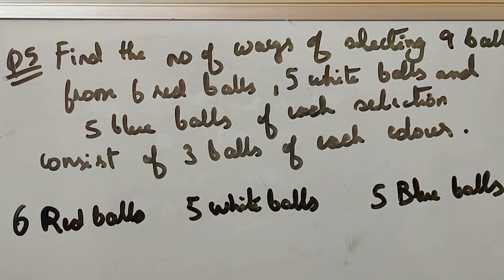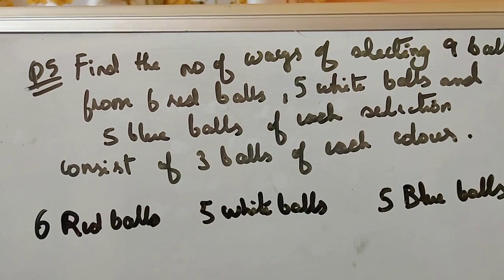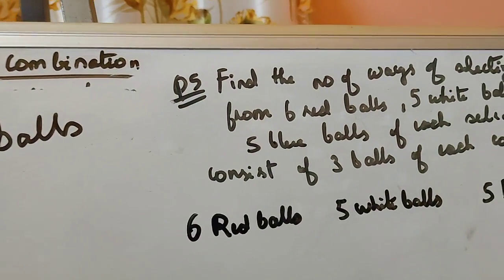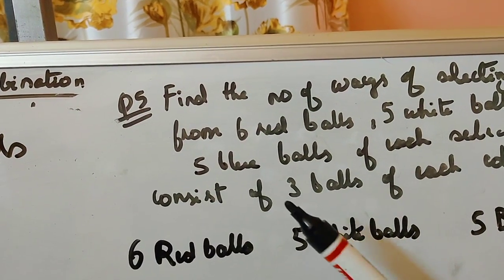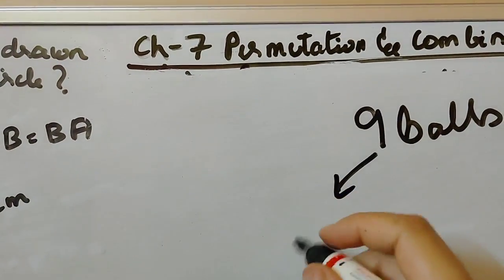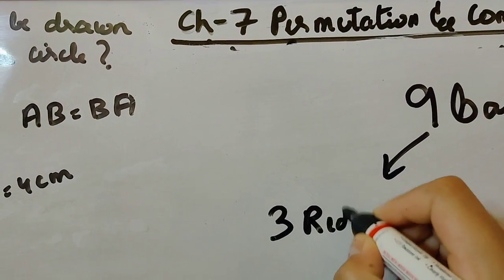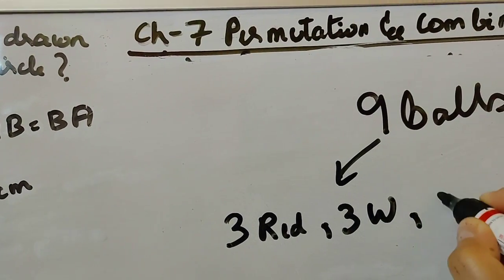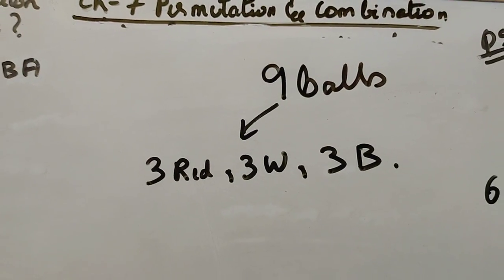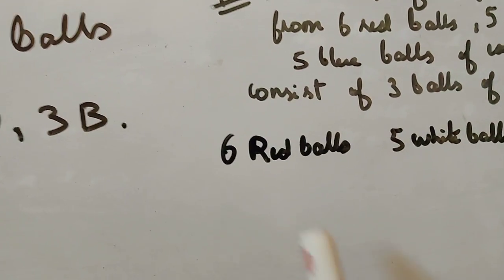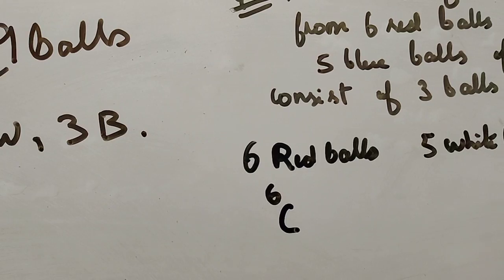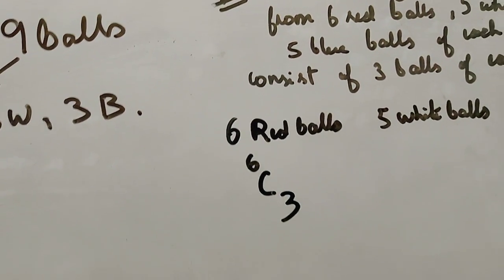Now what we have to do is find the number of ways of selecting 9 balls. I have to select 9 balls out of all these balls. Out of these 9 balls, it must contain 3 balls of each color. That means these 9 balls will have 3 red balls, 3 white balls and 3 blue balls. These 9 balls we have to select in this manner. Like the previous one, I have to select 3 red balls. So total number of red balls is 6, that is my N, and R will be 3.